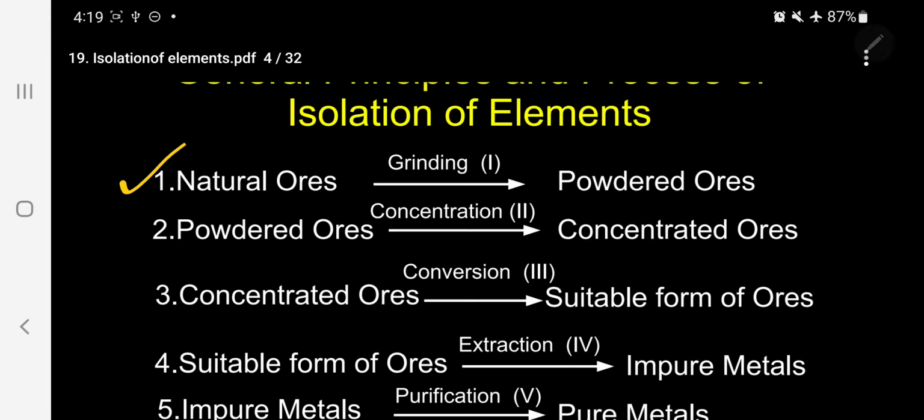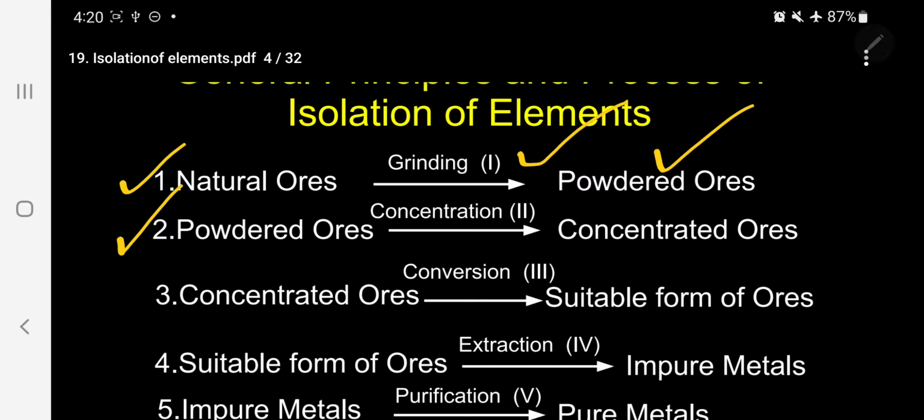Here let me concentrate on the 5 important steps. Kindly follow. It is not given systematically in any book. When we are getting natural ores, what is the first step? The ore should be ground with the help of a grinding mill into powder form. Unwanted things should be thrown out so that the concentration of the ore will increase.